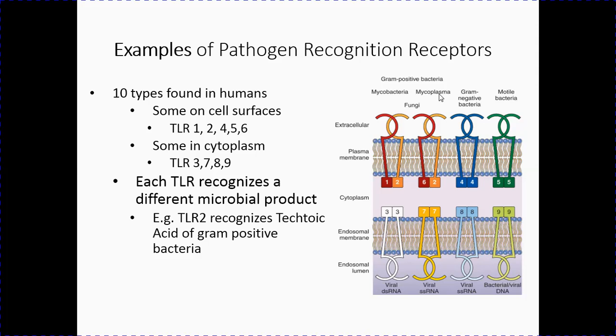Here's an illustration of what we just talked about regarding toll-like receptors. If we look at this one, we said there were 10 different toll-like receptors. There were 10 different types of toll-like receptors found in humans. I told you that some are found on the cell surfaces, and those are toll-like receptors 1, 2, 4, 5, and 6. And some are found in the cytoplasm. Here's the ones that are found on the cell surface, and here's the ones that are found in the cytoplasm.